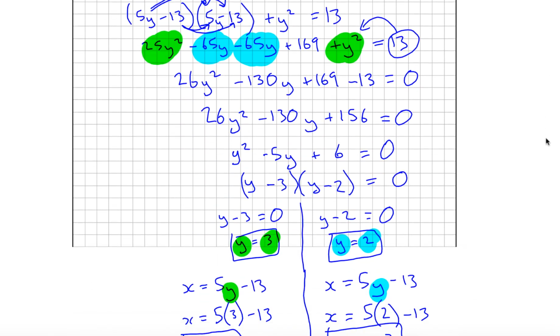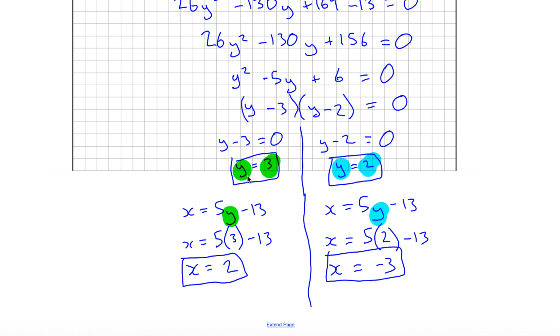So the two y values, where y is 3 and y is 2, and the two x values, x is 2 and x is minus 3. So that's the simultaneous equation solved. And that's the end of the question.